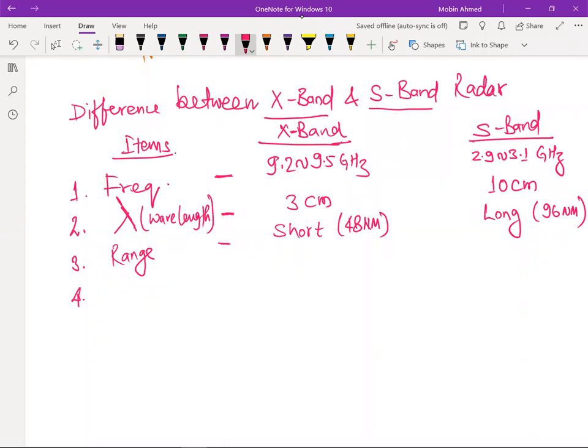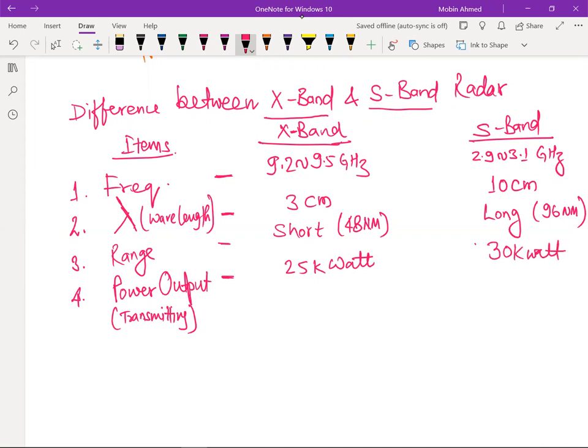Then power output. If the range is less, then power output is also going to be less. Power output means the radiating, transmitting power output, the power radiating from the antenna. This is going to have a maximum of 25 kilowatt, not more than this is required. It may go more than 30 kilowatt. You need to see the manual. Generally, it is more than 30 kilowatts.